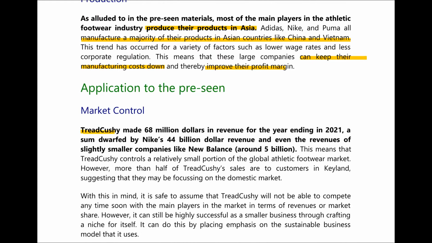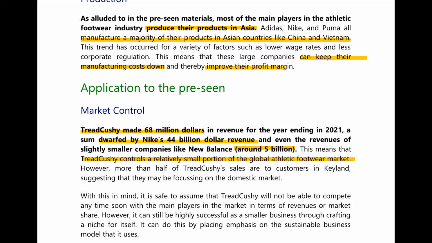Now, in terms of market control, TreadCushy made $68 million in revenue for the year ending in 2021. Now, this is naturally dwarfed by Nike's $44 billion revenue. And even smaller companies, well, slightly smaller companies like New Balance, they're still raking in around $5 billion. So what does this mean? This means TreadCushy controls a relatively small portion of the global athletic footwear market.